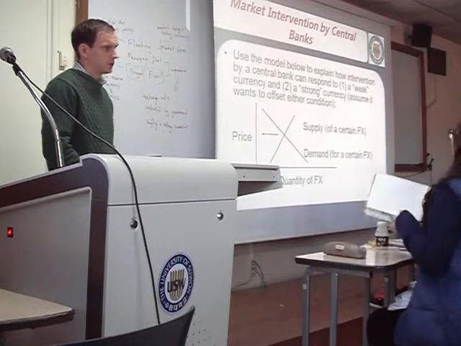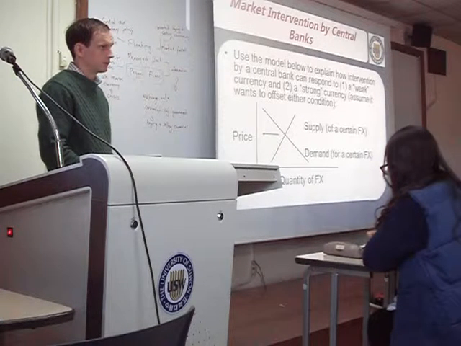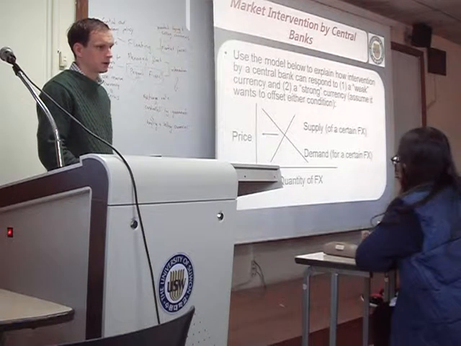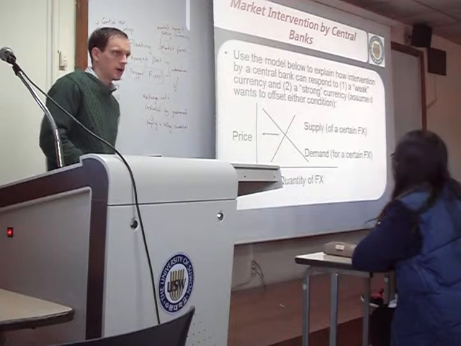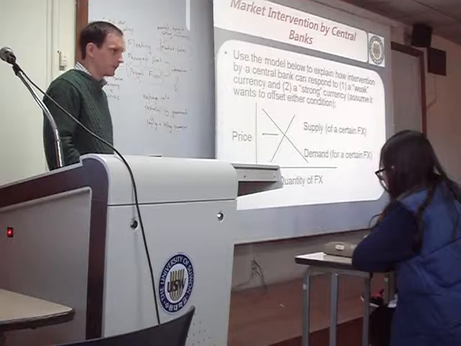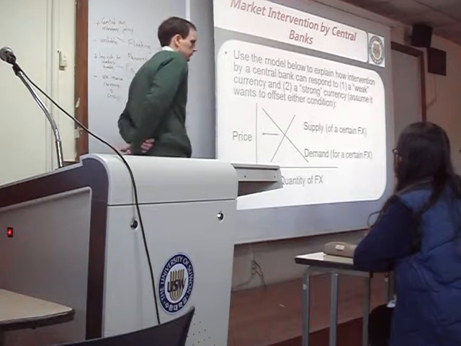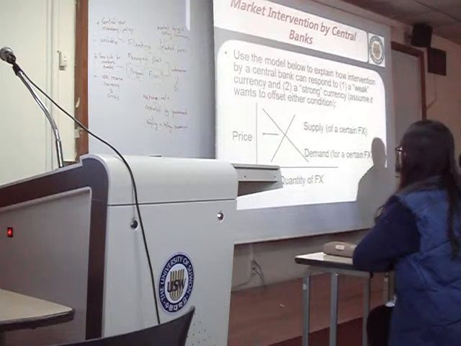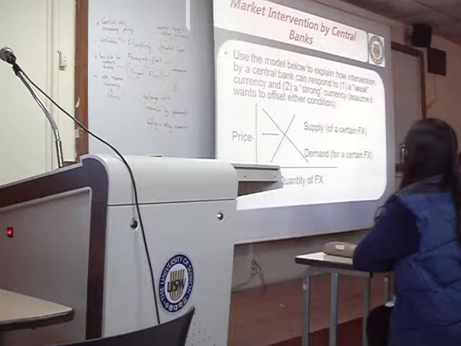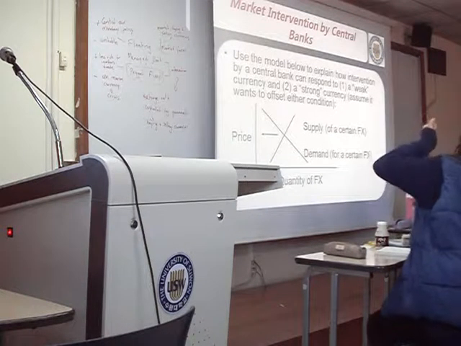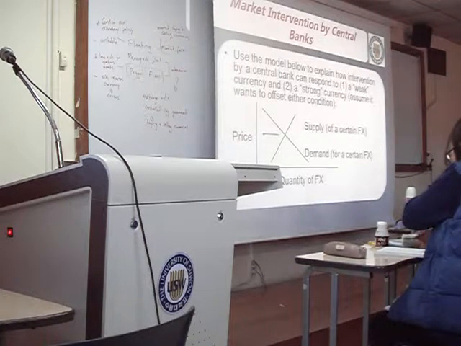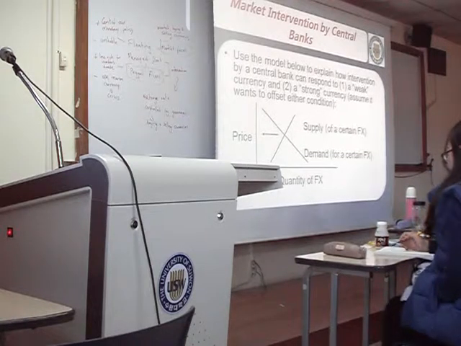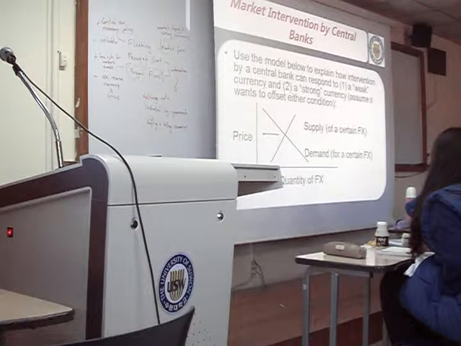We have a problem. Our currency is too weak or our currency is too strong. Okay? What are we going to do? We just explained on the last slide. So explain with the graph, the supply and demand graph. Use this graph to explain to your partner. Currency is too weak, what is the government or central bank going to do? Then draw it on the graph. Currency is too strong, what is the central bank going to do? Draw on the graph.